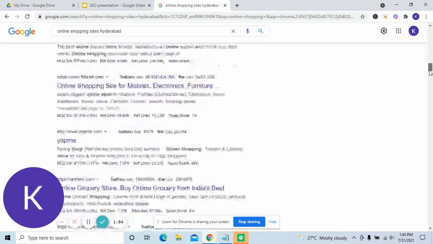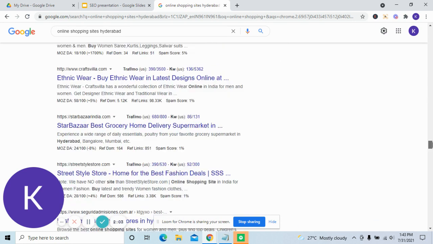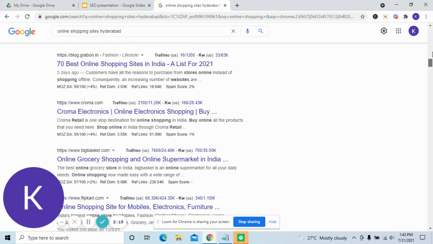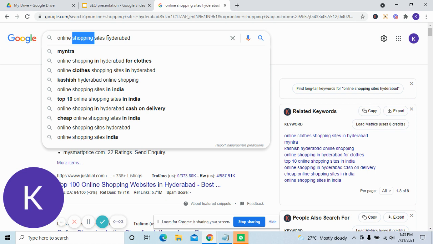And what are search engine results pages? The list of all the websites represented on this page. This page is called the search engine results page, where we can see all the information of the websites in one place. This is the search engine results page for the keyword entered by the user in the search engine, in Google. So this is the keyword, online shopping sites Hyderabad. This is the keyword that we are entering in the search engine. Google is one of the search engines.